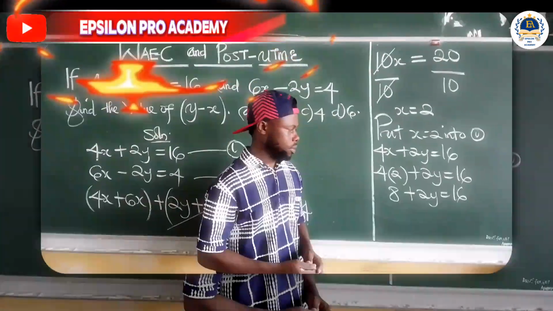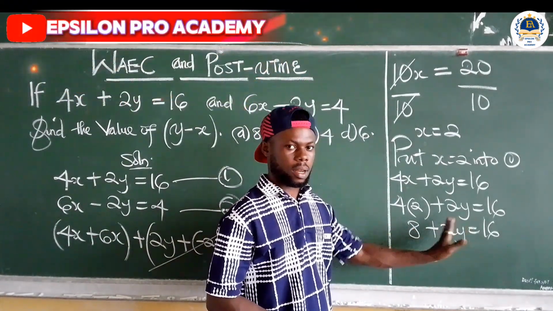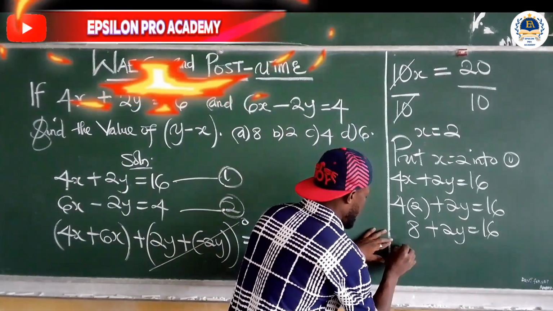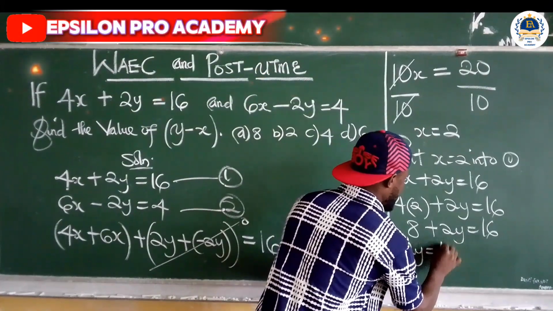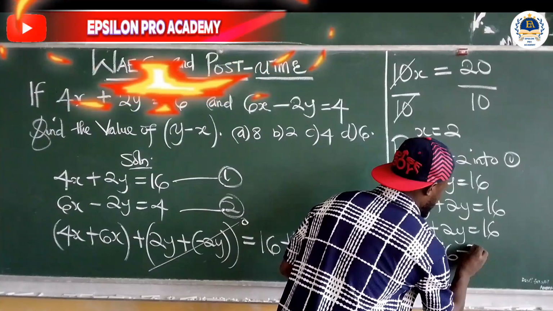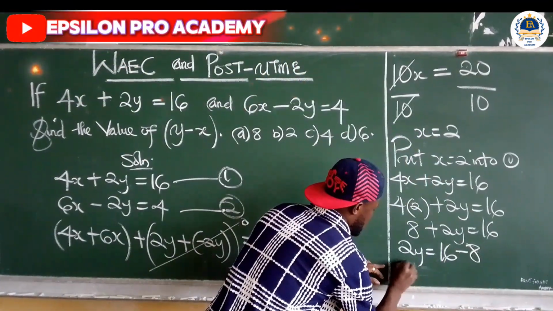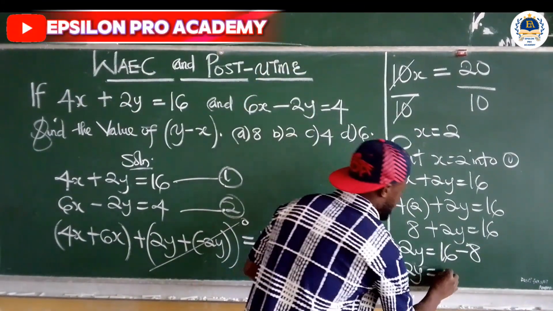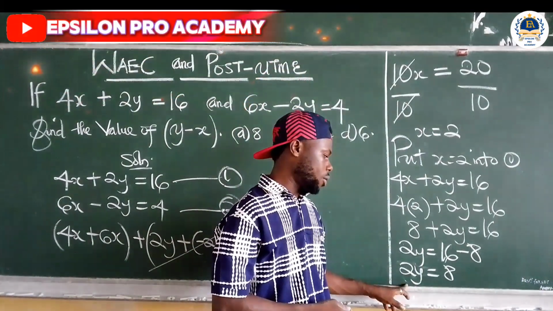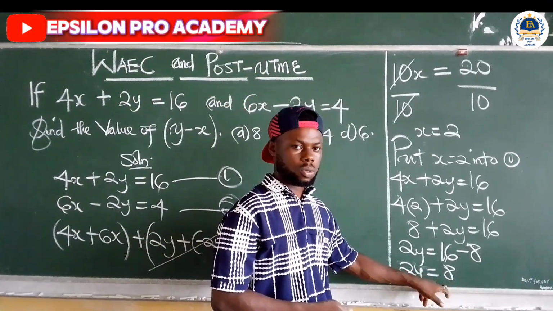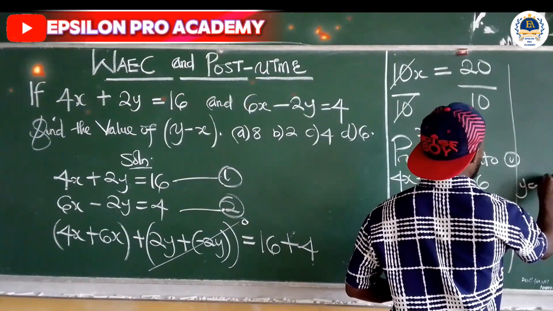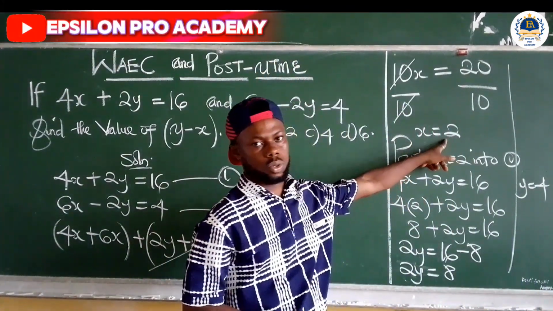By the collection of like terms, we are going to leave this term on the left while taking 8 to join 16. So that will give 2y is equal to 16. When 8 crosses over, it becomes minus 8. So 2y is equal to 8. If you divide both sides by 2, we are going to have y equal to 8 divided by 2, which is equal to 4. So y is equal to 4, and x is equal to 2.